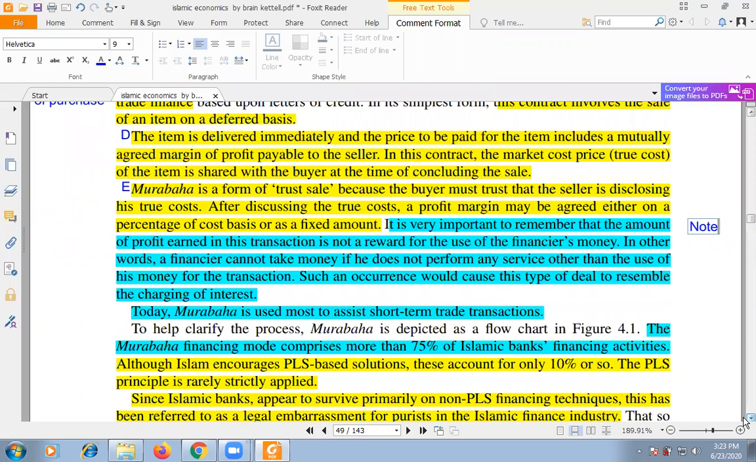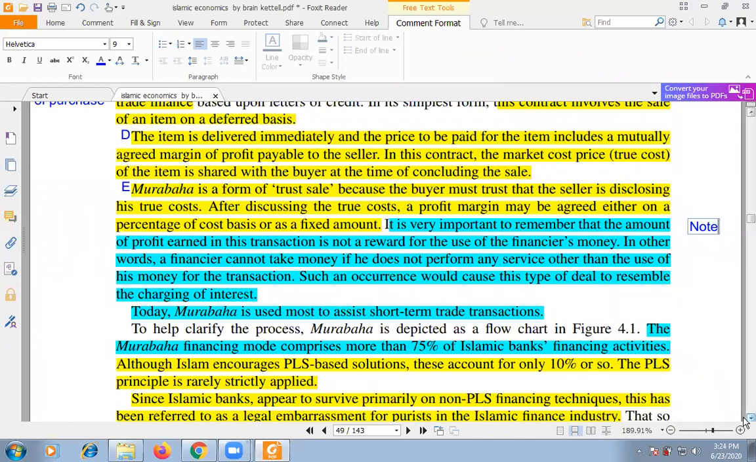Okay. So these are the very basic features of the mode of financing. One very important point in the mode of financing is that the amount of profit which is added and agreed in the transaction is not a reward for the use of financial money. It means the bank cannot take money if it does not perform any service.